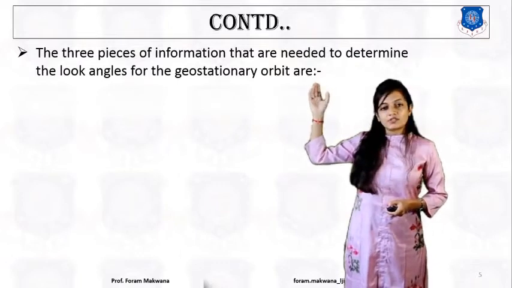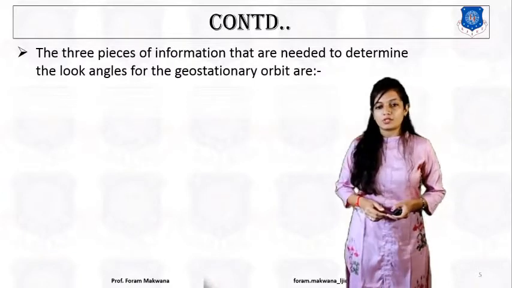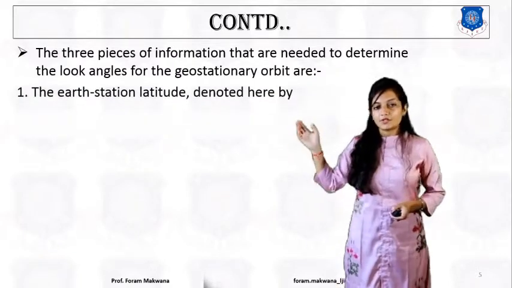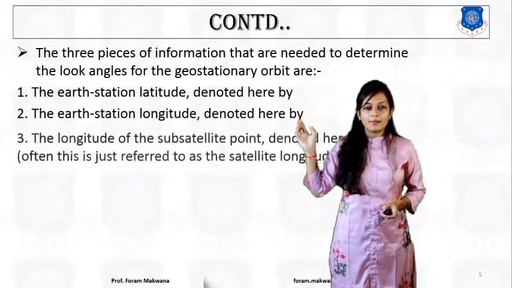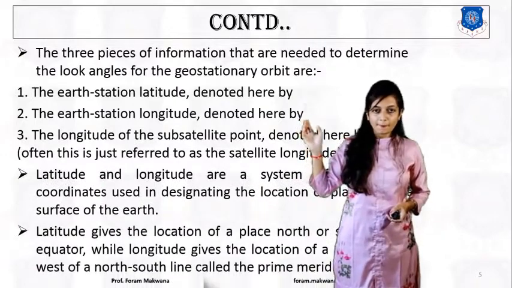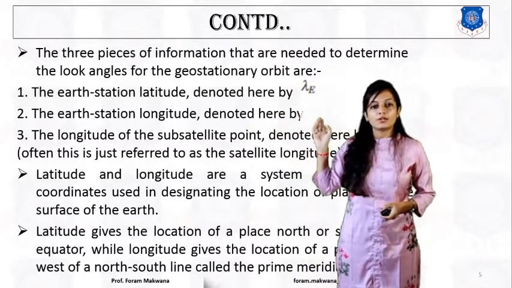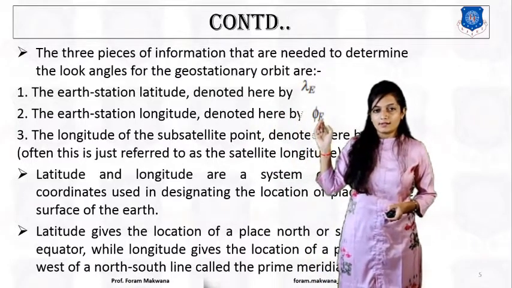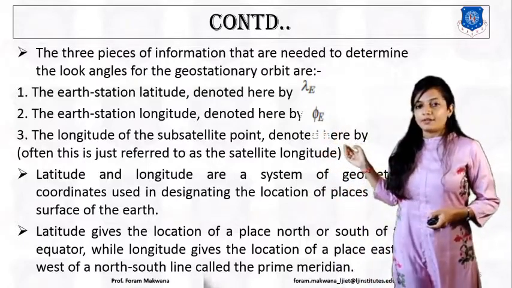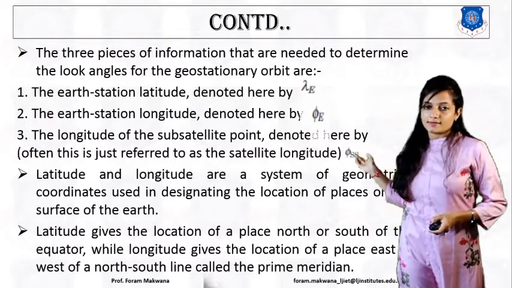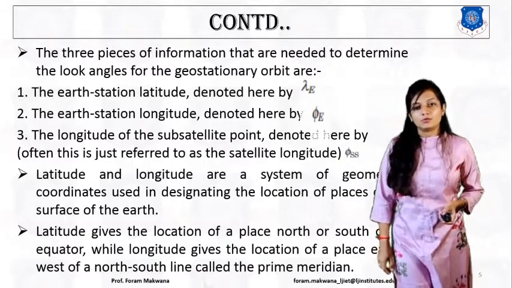So we require these three pieces of information to determine the look angle for the geostationary orbit. The first one is the Earth station latitude, which is denoted by lambda e. Second, Earth station longitude, which is denoted by phi e. And the last one is the longitude of the sub-satellite point, which is denoted by phi ss. Alright? This is also referred to as the satellite longitude.